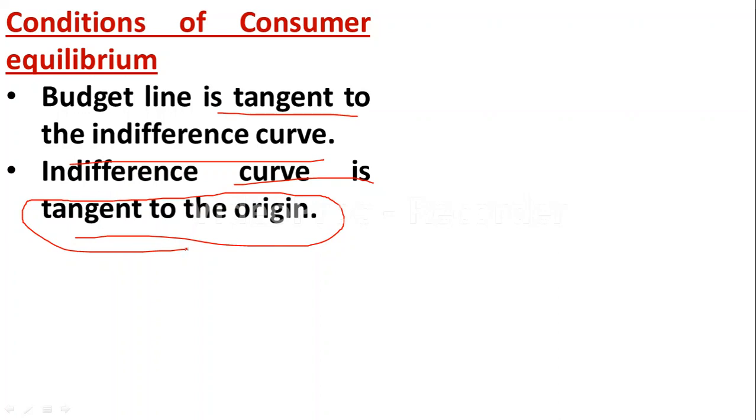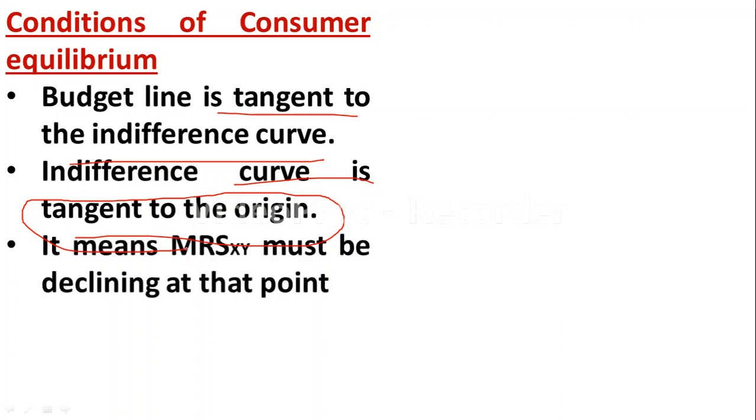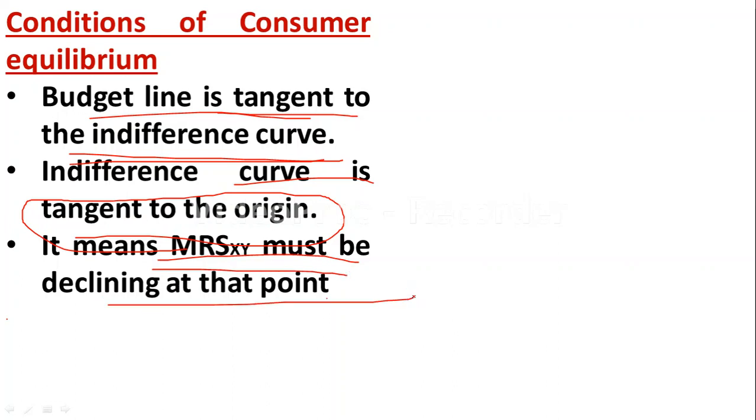So sorry, here the second condition is the MRSXY must be declining. So the first condition is budget line is tangent to the indifference curve, and the second condition is MRSXY must be declining at that point. It means indifference curve must be convex to the origin. So these are the two conditions here.